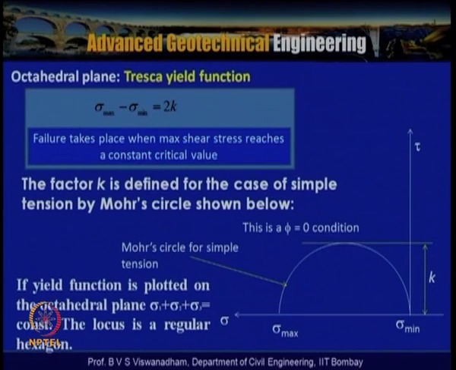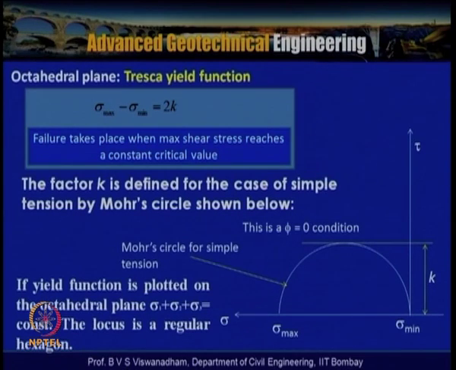Now the octahedral plane is also represented by the Tresca yield function. The Tresca criterion is defined as sigma max minus sigma min equal to 2k, where the factor k is defined by the case of simple tension by the Mohr circle, as shown in the slide.